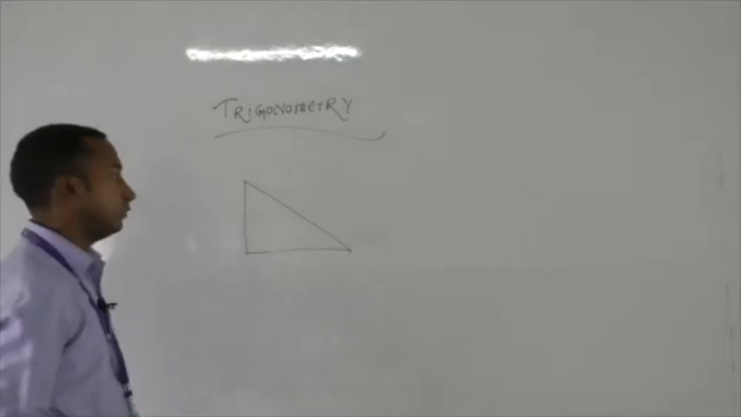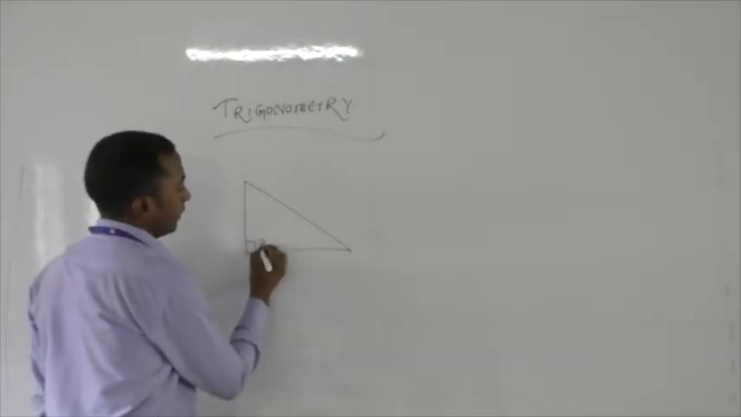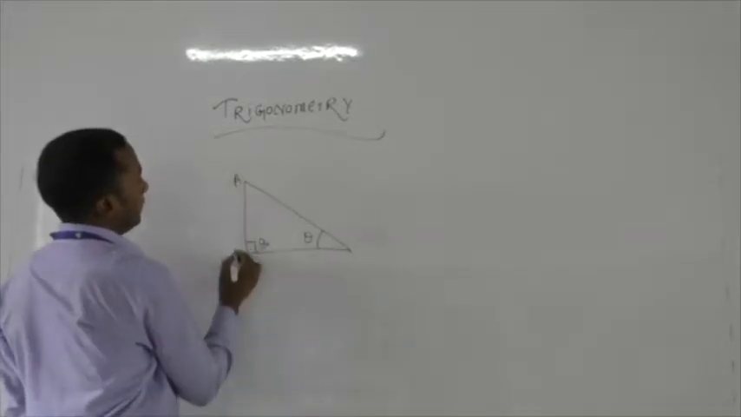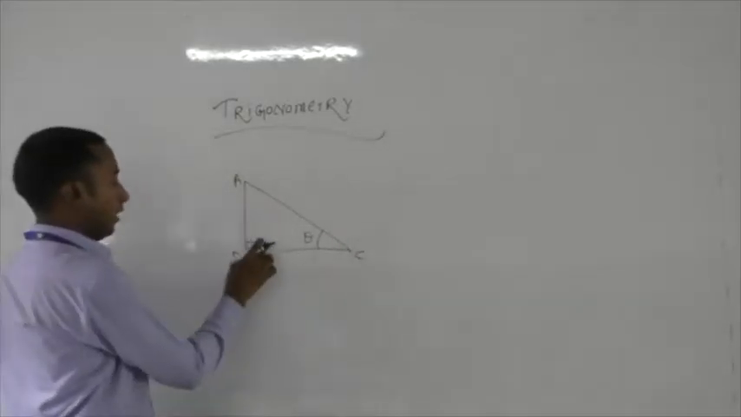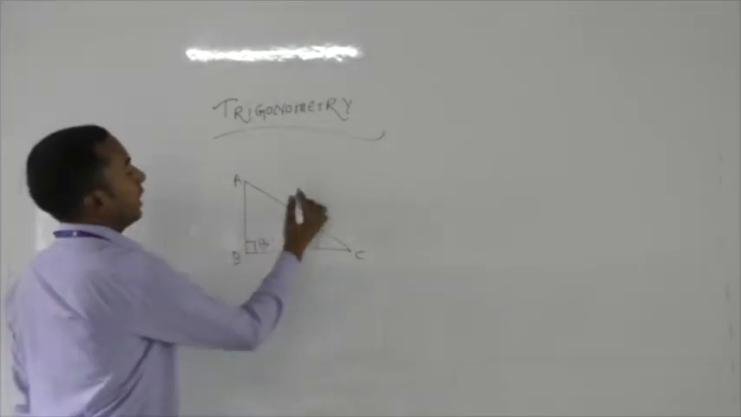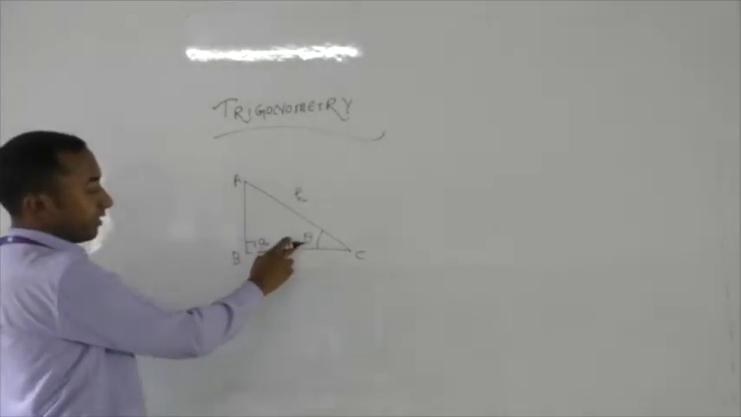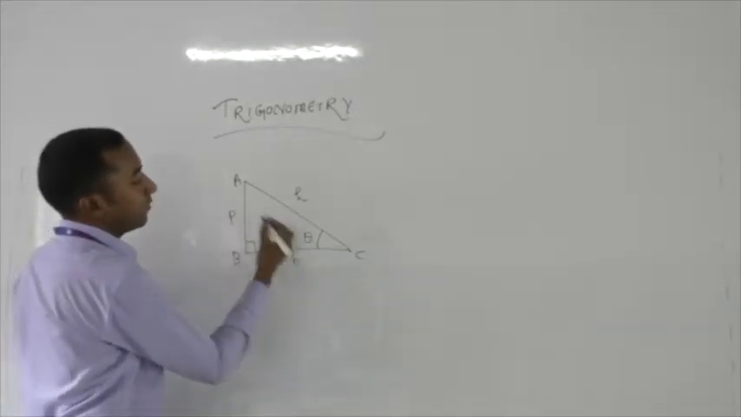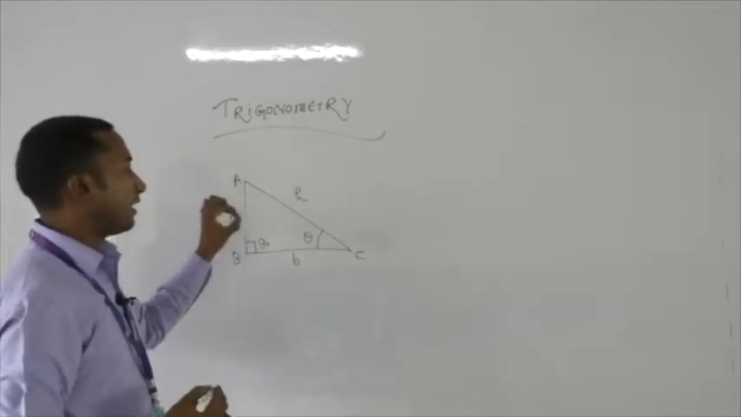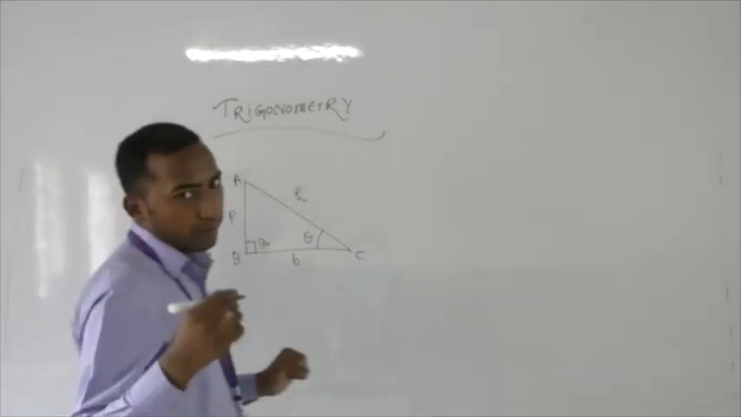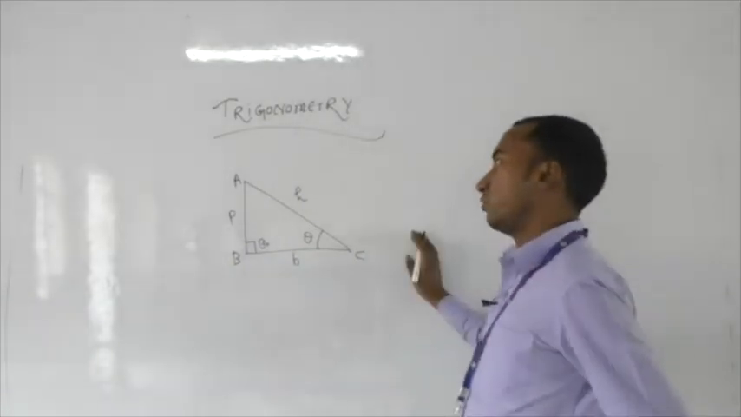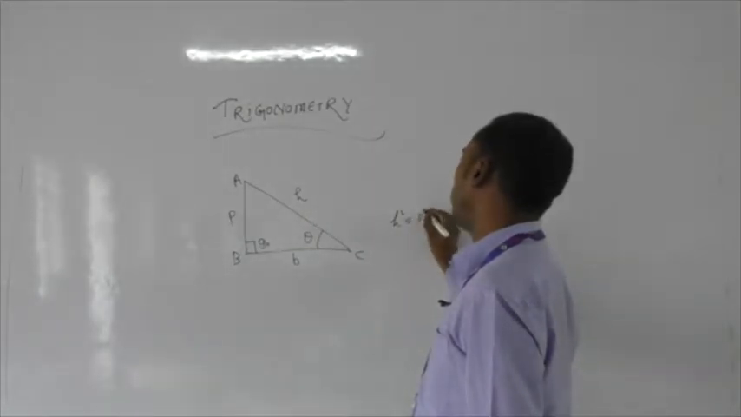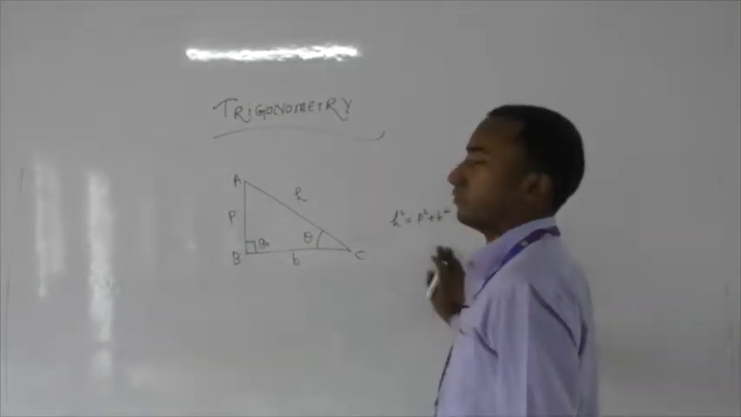This is the right angle triangle. This angle is 90 degrees. This angle is theta degrees. These are the vertices of the triangle. I told you the side opposite the 90 degree angle is known as the hypotenuse. If I am considering this angle theta, the side opposite the angle theta is known as the perpendicular and the remaining side is the base. In a right angle triangle there is one relation derived by Pythagoras, known as the Pythagoras Theorem. Pythagoras Theorem tells us hypotenuse square is equal to perpendicular square plus base square.